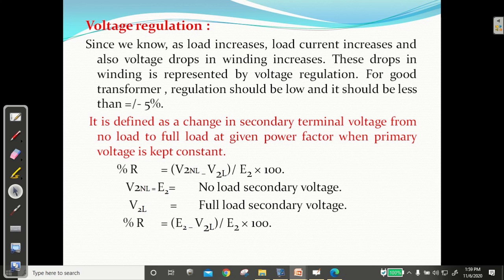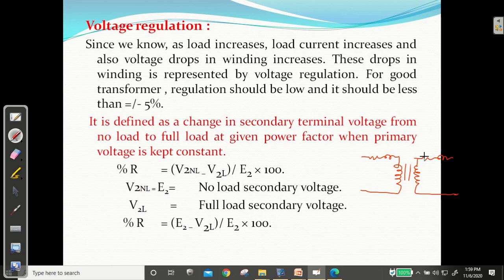Since we know, suppose I have one transformer. So you have one transformer, say R1, X1 is the primary resistance, like that. Clear? On the secondary side, R2, X2 is there, and this is clear. So what is the meaning of regulation?